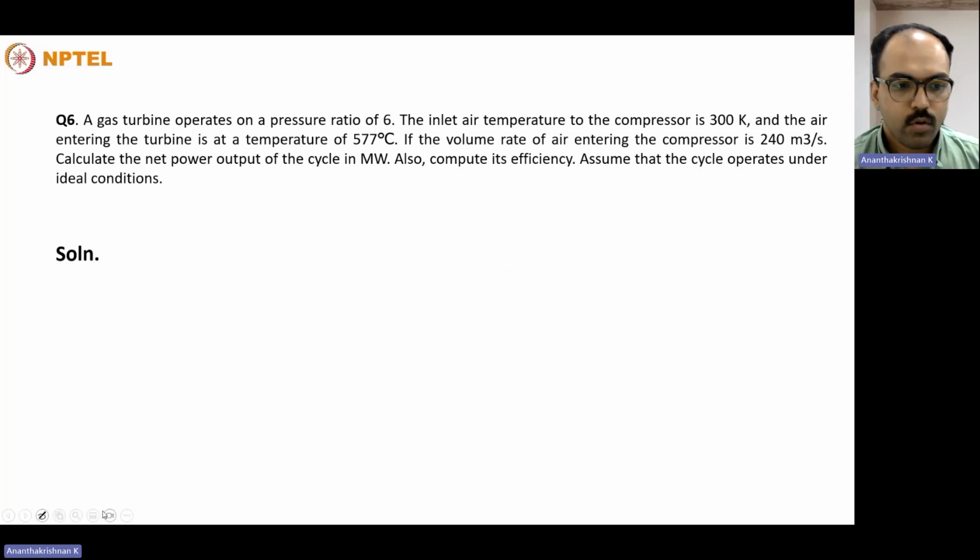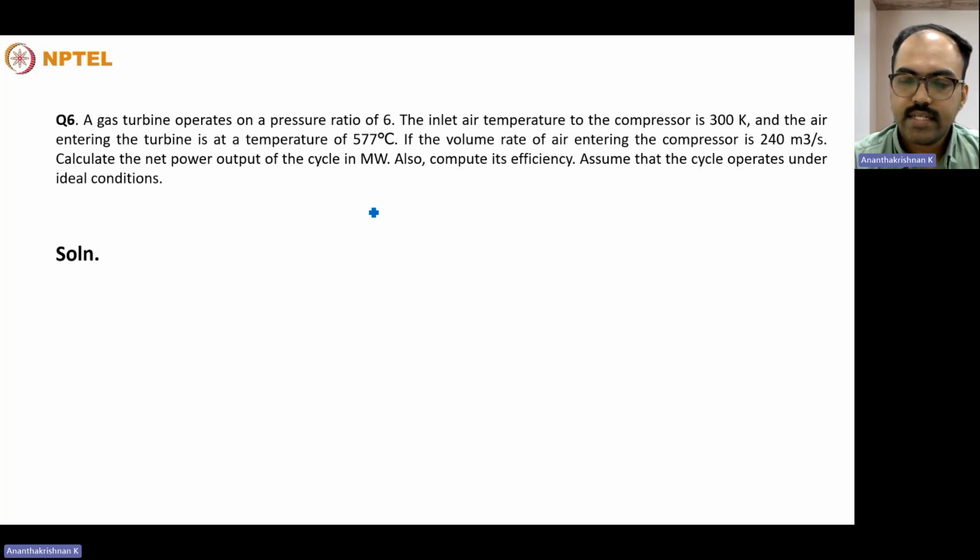So look into the sixth problem. A gas turbine operates on a pressure ratio of 6. The inlet air temperature to the compressor is 300 Kelvin, and the air entering the turbine is at a temperature of 577 degrees Celsius. If the volume flow rate of air entering the compressor is 240 meter cube per second, calculate the net power output of the cycle in megawatt. Also compute its efficiency. Assume that the cycle operates under ideal conditions.